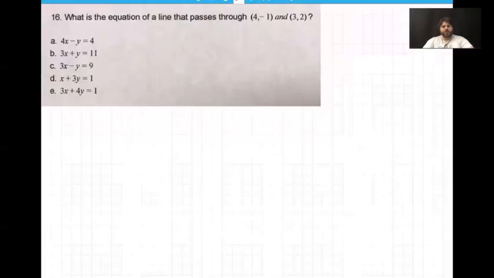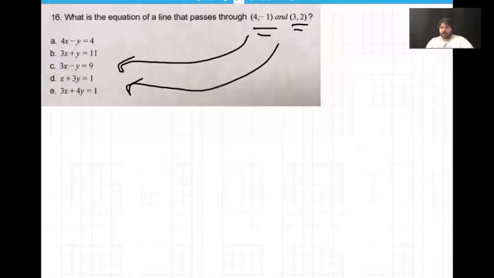All right, what is the equation of a line that passes through 4, -1 and 3, 2? All right, first off, I could guess and check here. I could plug in x and y for 4, -1. I could plug in x and y into here, and I could plug in x and y into here, and whichever one has both points on the line is my answer.